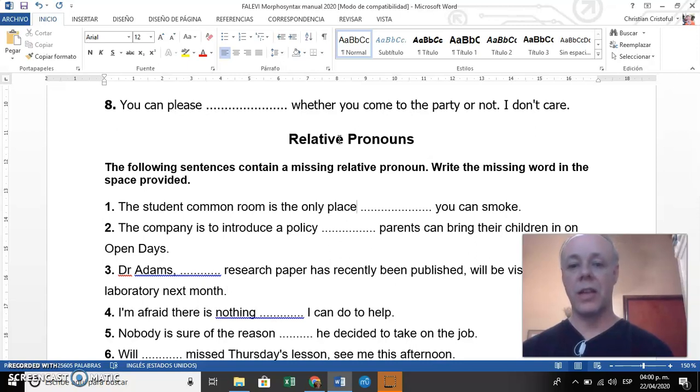The student common room is the only place, and notice that the word says place. Place is a key word. Which pronoun matches the word place? Yes, you are right. Where? Yes, where you can smoke. The student common room is the only place where you can smoke. Is where a relative pronoun? Yes, it is. It connects sentences.